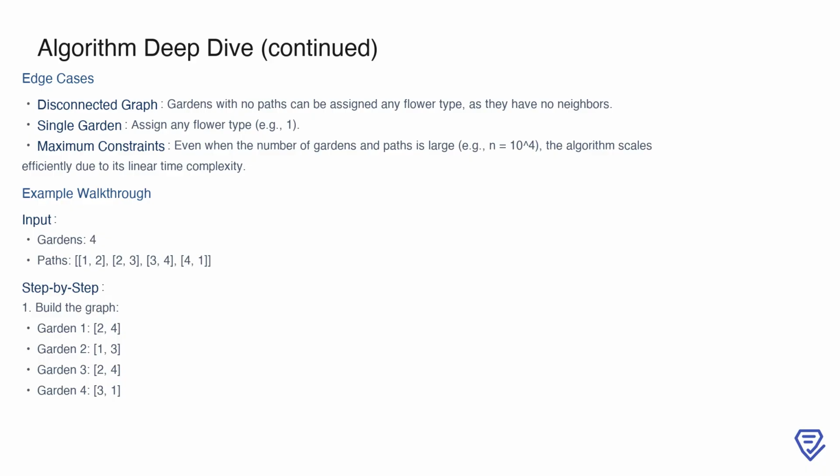Let's consider a concrete example. Suppose there are 4 gardens, and the paths are given as [1, 2], [2, 3], [3, 4], [4, 1]. First, we build the graph. The adjacency list would look like this: Garden 1 connects to Gardens 2 and 4, Garden 2 connects to Gardens 1 and 3, Garden 3 connects to Gardens 2 and 4, and Garden 4 connects to Gardens 3 and 1.